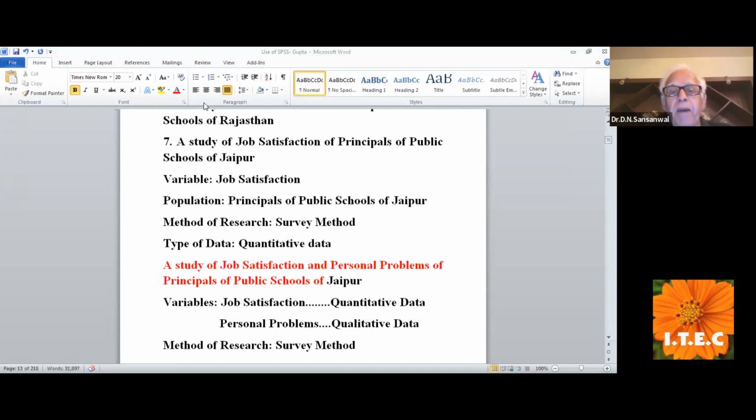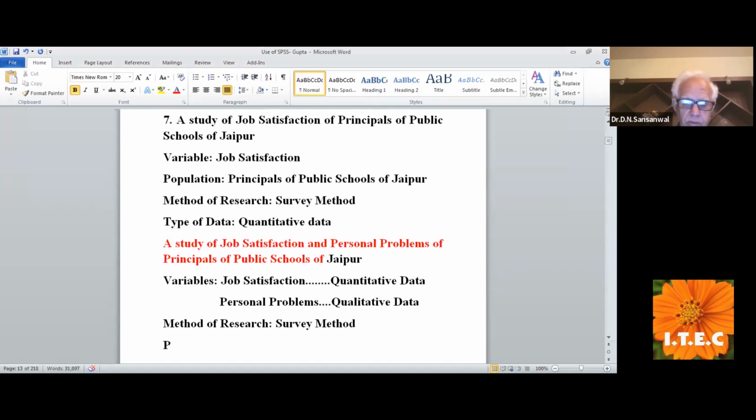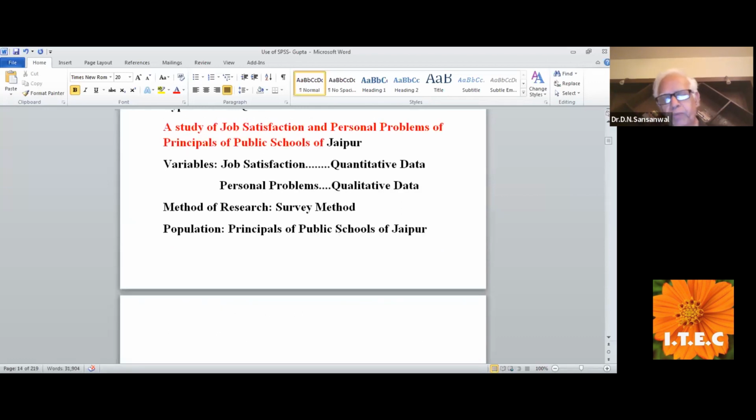Vinay, public school is not a variable. It is the part of population. Vinay, it's not the variable. It's the part of the population. So you should understand the variable and this. So here the population is the principals of public schools of Jaipur. This complete is the population. So it is not a variable. So I hope you have understood.